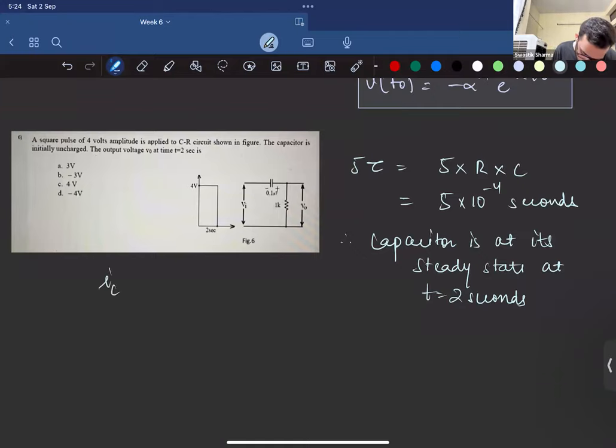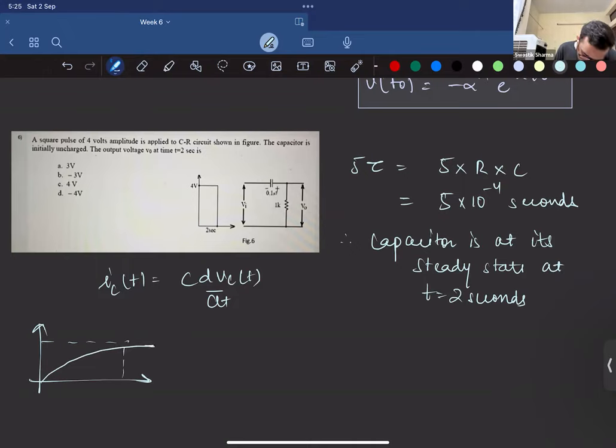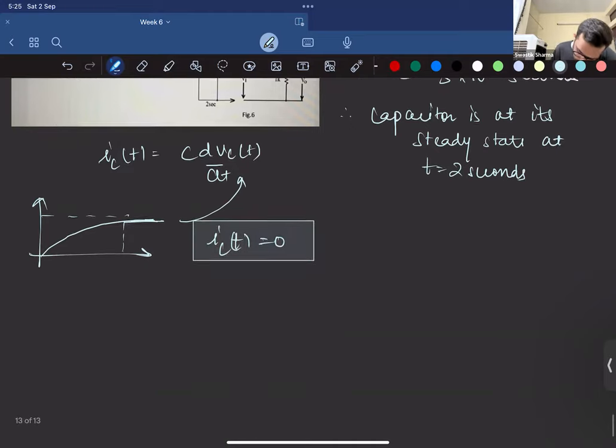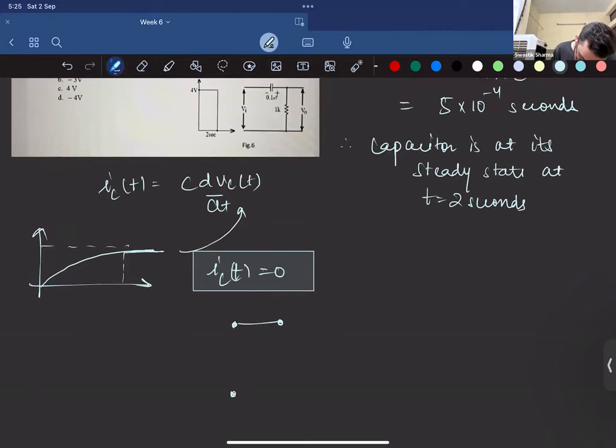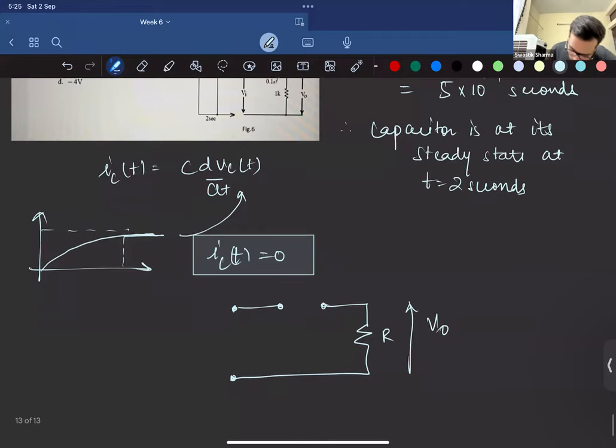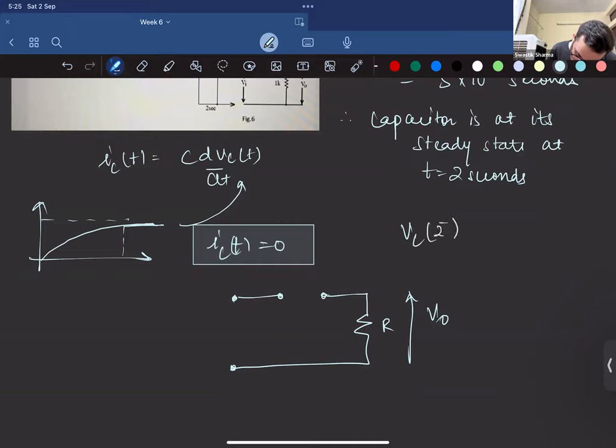So I is what? C dVc by dt. So while charging, it's reaching its steady state, right? Once it reaches its steady state, the voltage becomes constant. If you equate it here, I_C would be zero. So that means the capacitor behaves like an open circuit. So if we redraw the circuit, it would become something like this. Right? And we know Vc at 2 minus is equal to Vc at 2 plus, right?